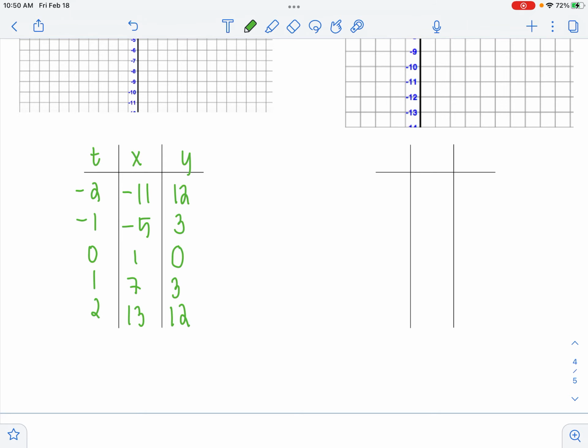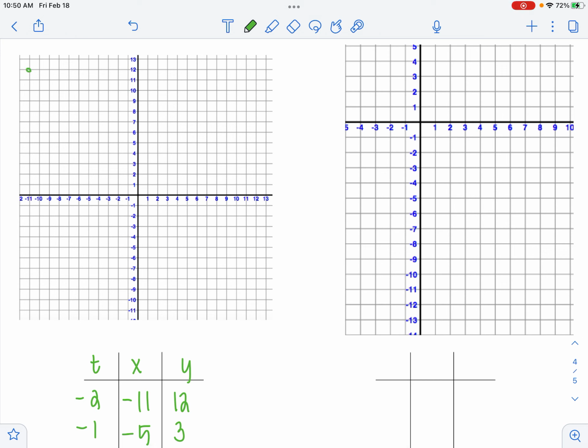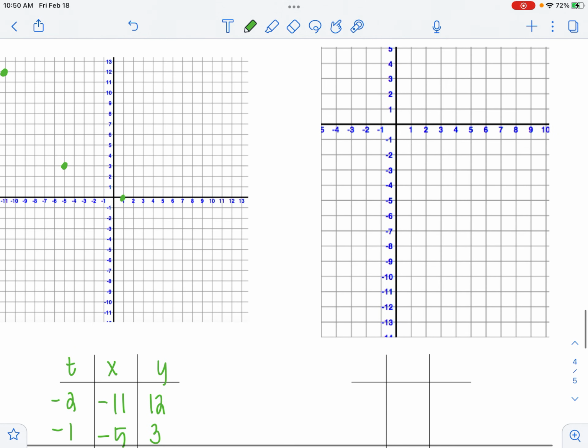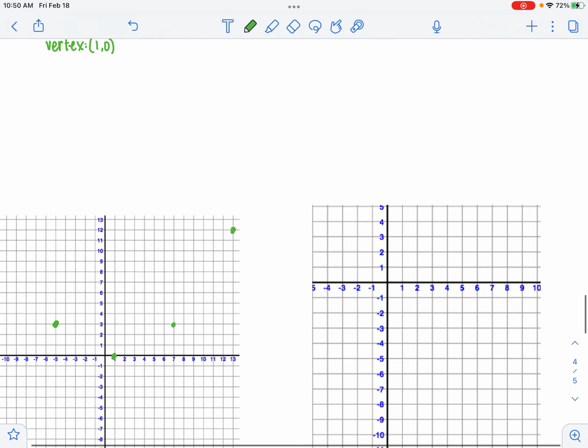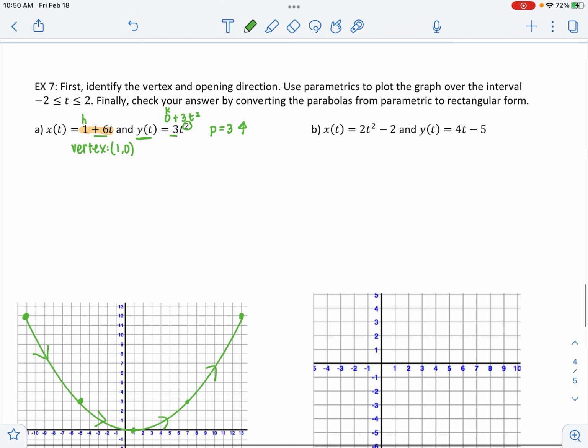Now I'm going to graph my 5 points. I have negative 11, 12. So that's where I started. Negative 5, 3. 1, 0. 7, 3. And 13, 12. Okay. Connect those points and make sure you show the direction. So I started at that point on the far left, and I went in this direction. There is my parabola.